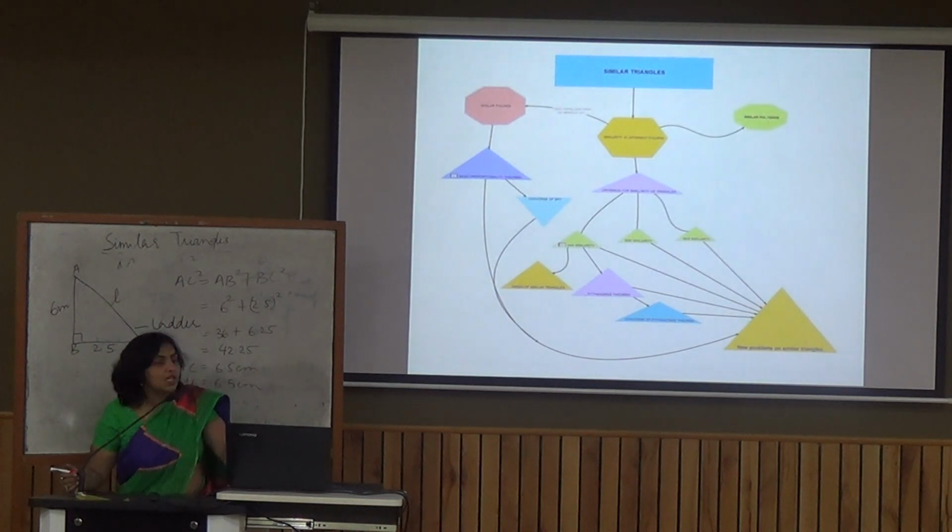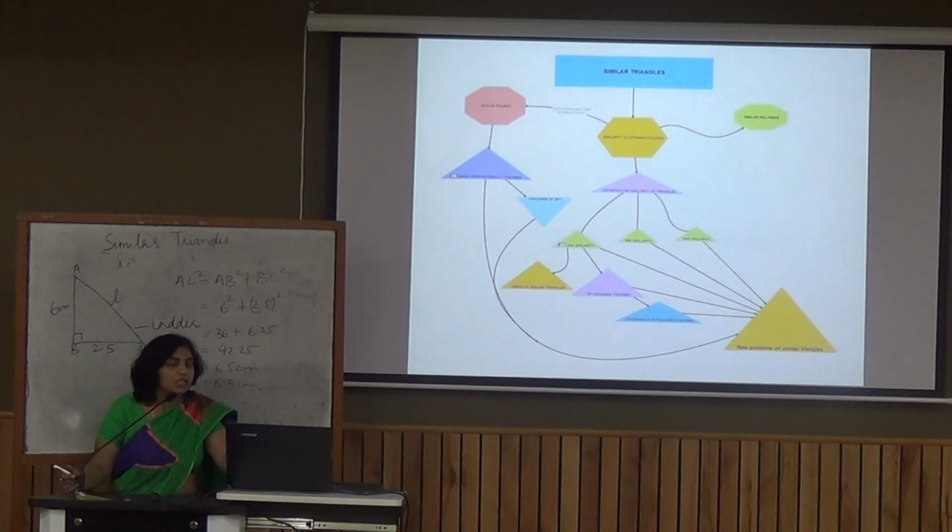We can look at our concept map of similar triangles. There is similarity of triangles. There is the basic proportionality theorem. Similarity can be proved through three criteria: SSS, SAS and AA criteria. Then we have Pythagoras theorem and the converse of Pythagoras theorem.